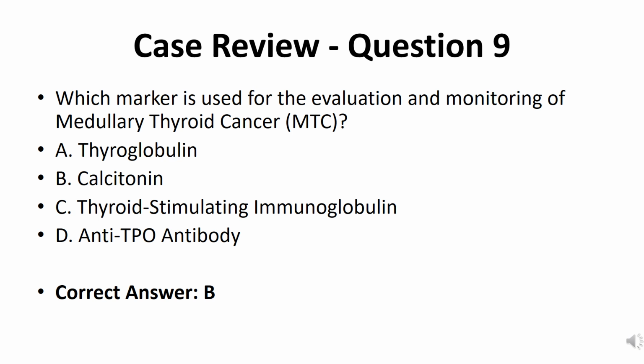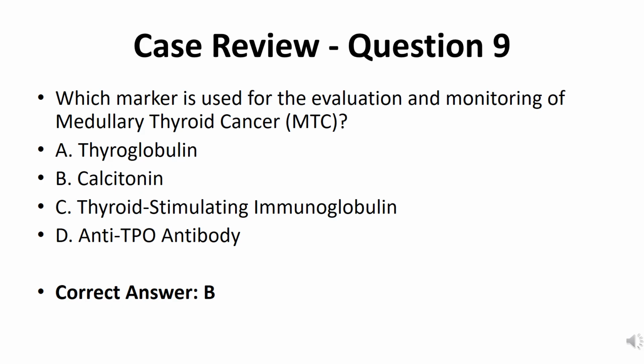Now let's briefly review the incorrect answer choices. Option A, thyroglobulin, is mainly used to monitor differentiated thyroid cancers such as papillary and follicular thyroid carcinoma after thyroidectomy. It is not the primary biomarker for medullary thyroid carcinoma because C cells do not produce thyroglobulin.